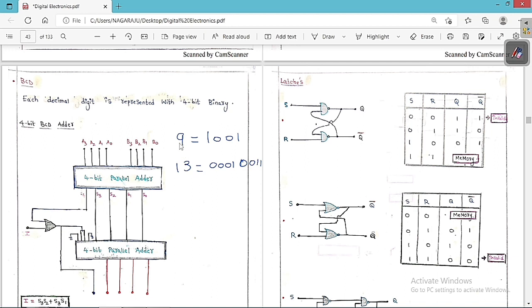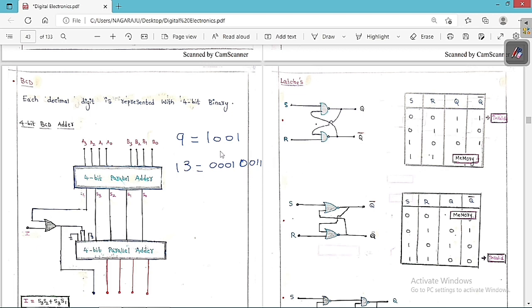Let's see a small example. Suppose for the decimal number 9, we represent it by 4-bit binary 1001. For the decimal number 13, we have to represent 1 by 4 bits and 3 also by 4 bits. So for 1 it is 0001, and for 3 it is 0011.